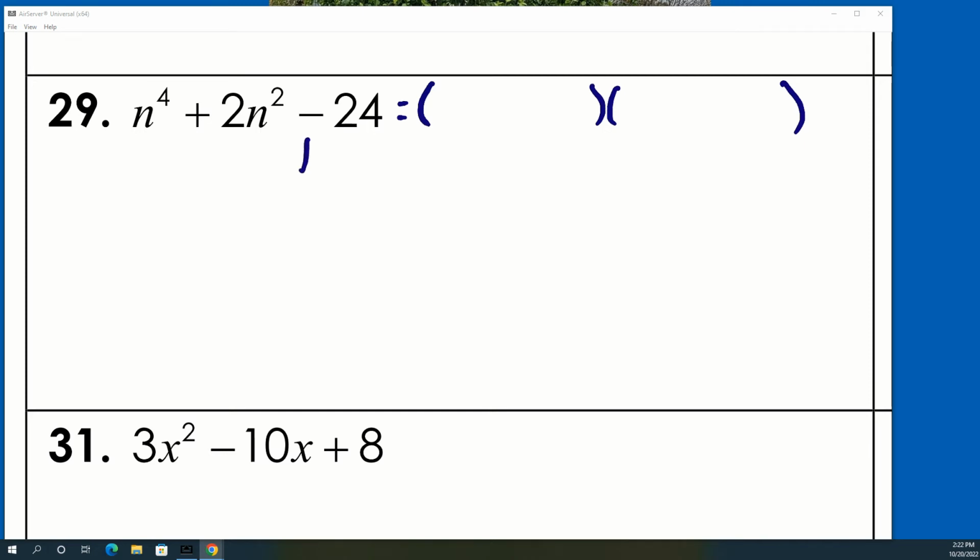Okay, what do we know about the signs? What we put here and here needs to give us n to the 4th. So what do y'all think? N squared and n squared.